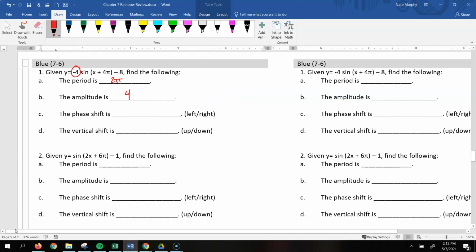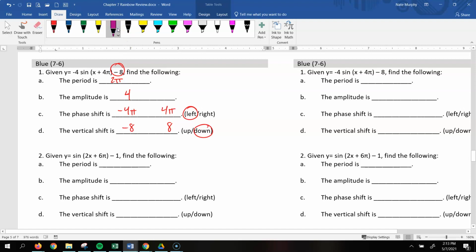All right, the phase shift, we get that from right here. Remember, we do the opposite of what happens to the x. So if you say -4 pi, that's fine. Or we could say 4 pi, and since it would be negative, that means it's being moved to the left. So you could say left 4 pi or -4 pi, the same thing. And the vertical shift, we get that from what's happening after we do something with the x, so the -8. If you put -8 there, that's fine. Otherwise, we could say it's 8 units down.